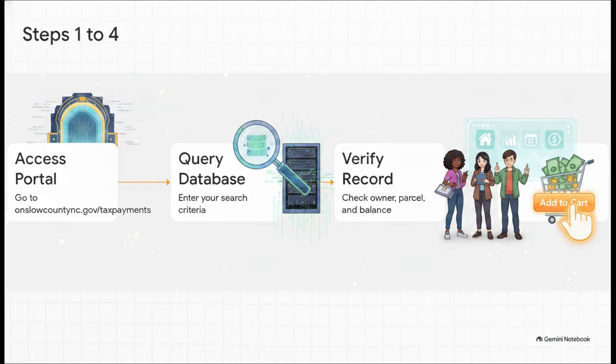Section 3. The online payment process. Okay, knowing exactly how to navigate this system once you're in the portal is absolutely crucial. We've chunked this workflow down to make it super easy. First, you access the portal. Second, you query the database using that search criteria we just talked about. Third, and please don't skip this, you carefully verify the record details. Make sure the owner name, the parcel location, the tax year, and the outstanding balance exactly match your own records.